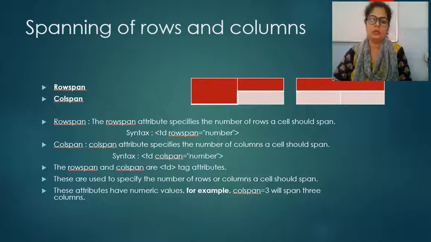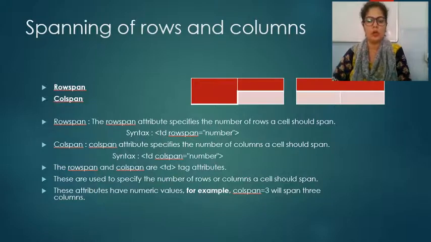TR tag is used to create a row, whereas whenever you have to enter data, you have to use the TD tag, and when you have to enter a heading, you have to use the TH tag. After that, we studied what spanning of rows and columns is. Spanning of rows and columns is when we want to join or merge rows and columns.